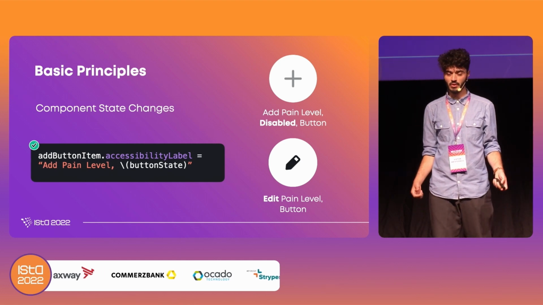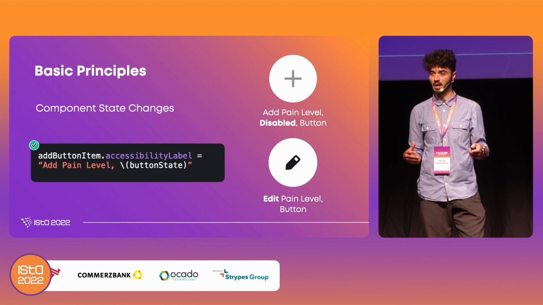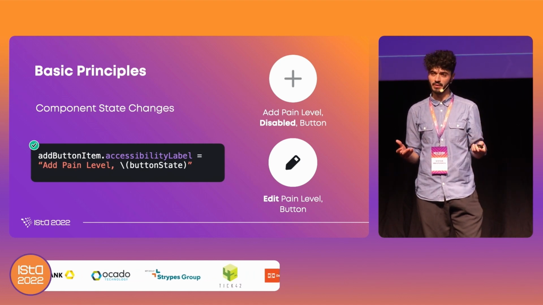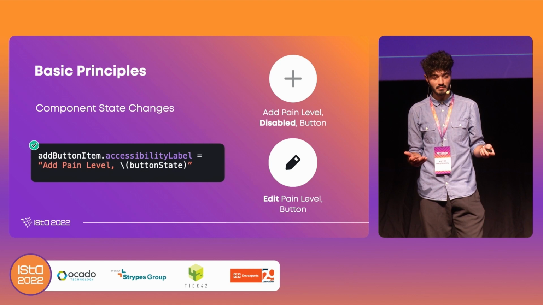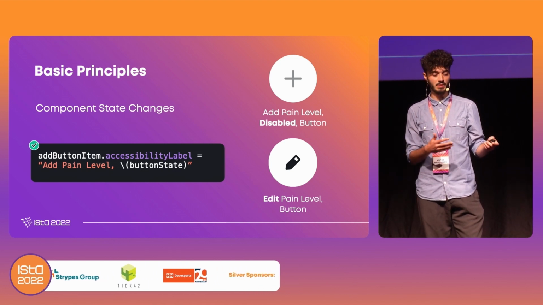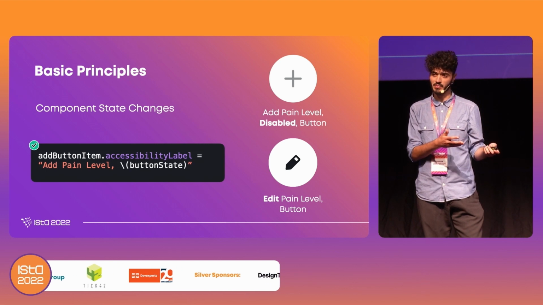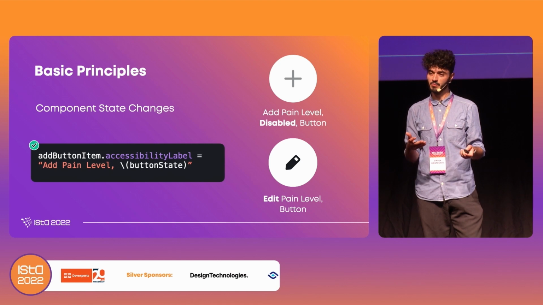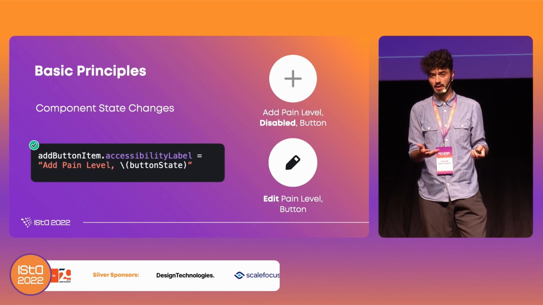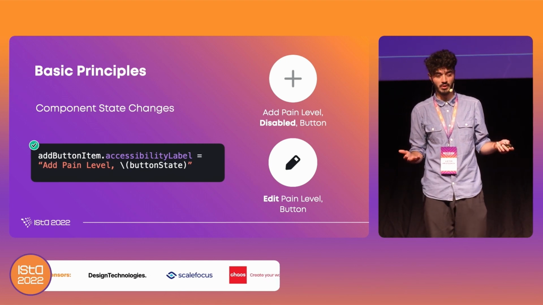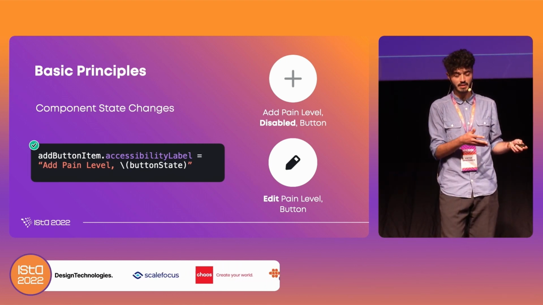Also, the voiceover is not aware of how your components are changing their state. For example, if my button is disabled, the voiceover will not be aware of this, and then we need to add it to the accessibility label. If we already added this pain level, this button could change to edit pain level button, and the voiceover will not be aware of this, so we need to take care of it.